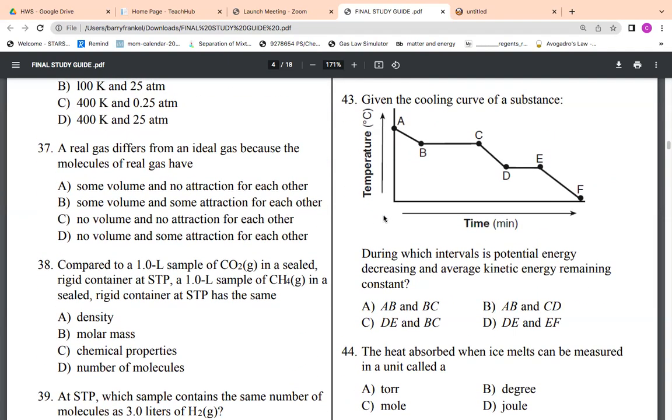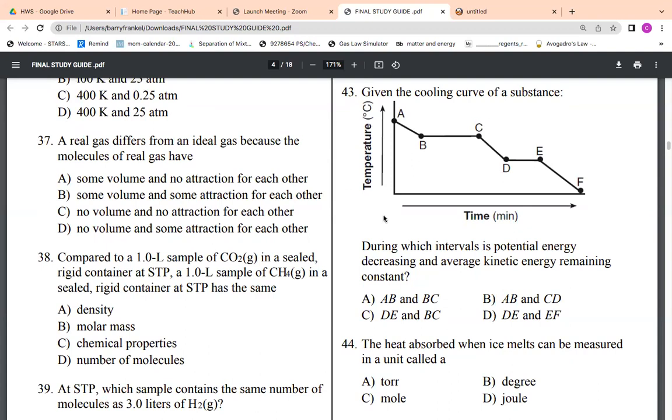Number 43. Given the cooling curve of a substance, during which intervals is potential energy decreasing? Okie dokes. Sorry, I didn't even finish that. My mind is all over the place, y'all. So we want to find the spot where potential energy is decreasing and average kinetic energy is remaining the same.